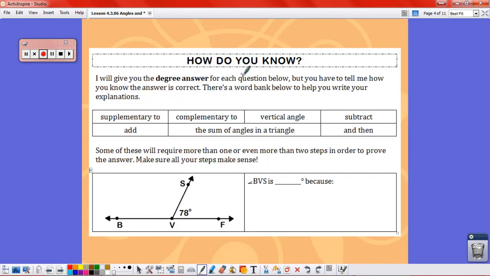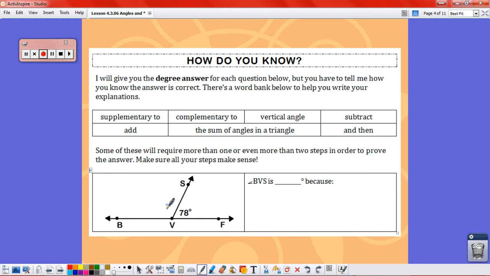Alright, so our first section here is how do you know? In this section I'm going to give students the measurement of the missing angle, but the students have to prove why that measurement is accurate. And there's a word bank here: supplementary to, complementary to, vertical angle, subtract, add, sum of angles in a triangle, and then these are just some sample words that they might use in proving why the measurement is correct.